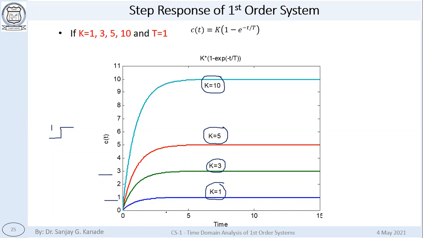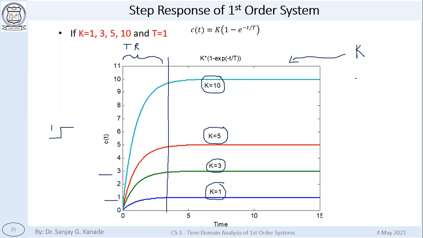This initial section, what do we call this section? This is the transient response, right? It is dependent on the pole. Whereas the steady state response is dependent on the value of k, the DC gain of the system.